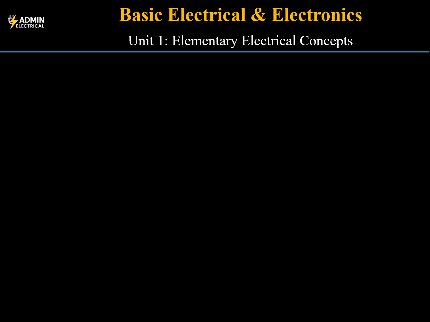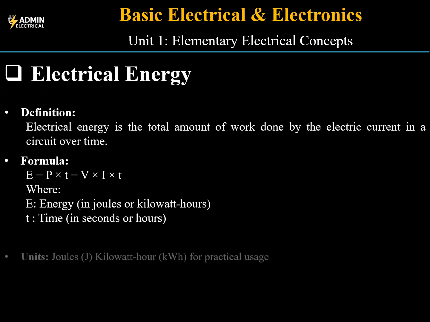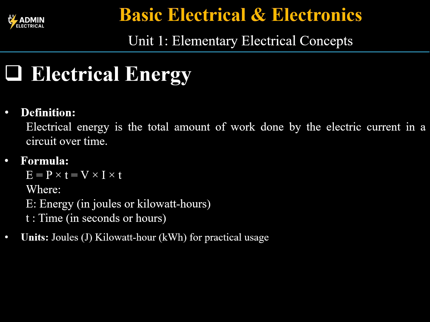Now let's talk about electrical energy. This is the total amount of work done by electric current over a period of time. It's the actual consumed energy we pay for in our electricity bills. The formula for electrical energy is E = P × T = V × I × T, where E is energy in joules or kilowatt hours, P is power in watts, T is time in seconds or hours. For practical usage, we measure energy in kilowatt hours or kWh.